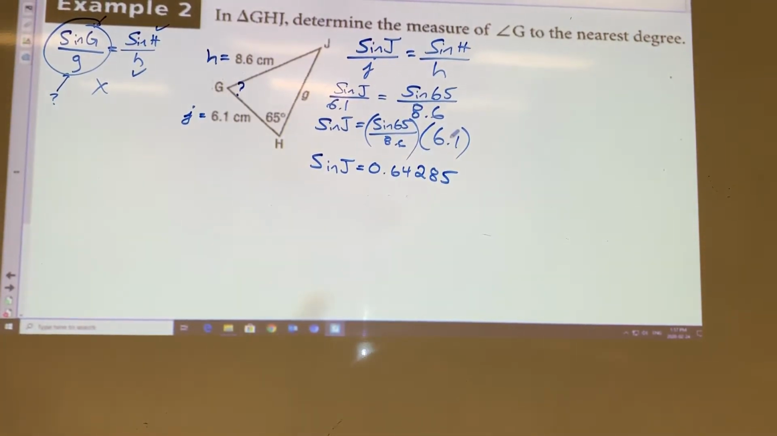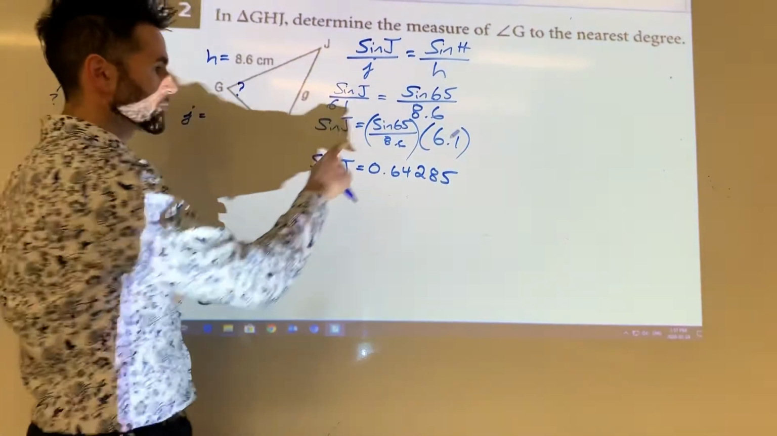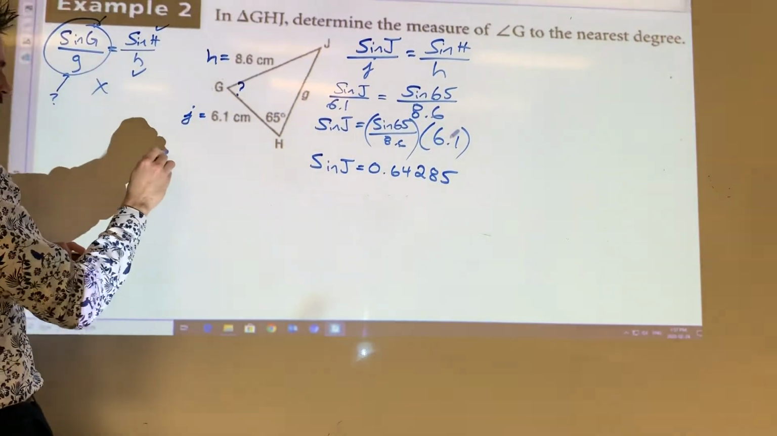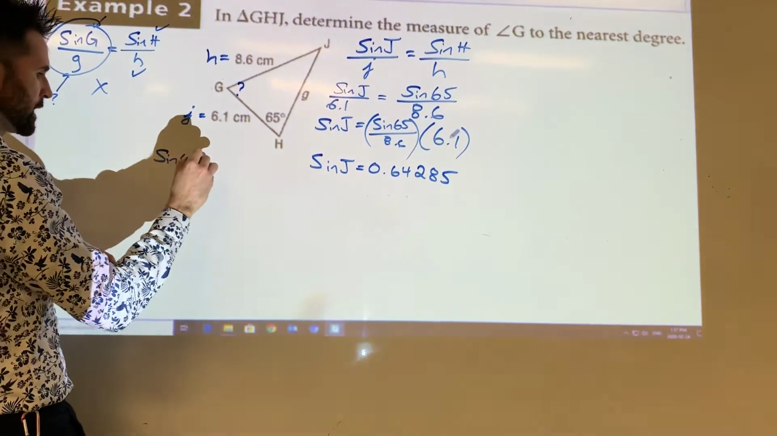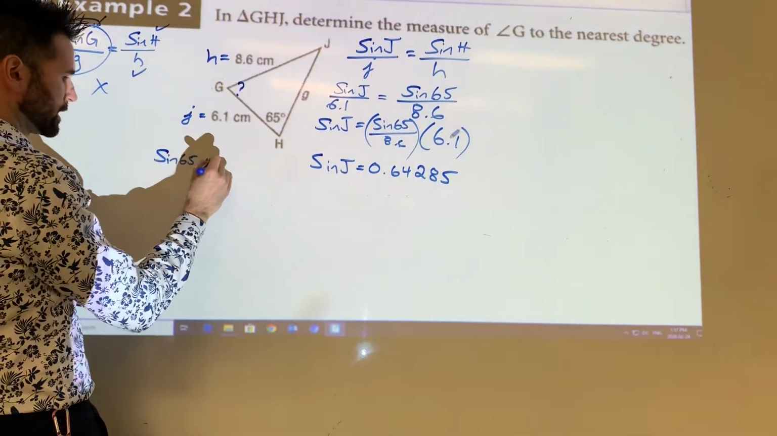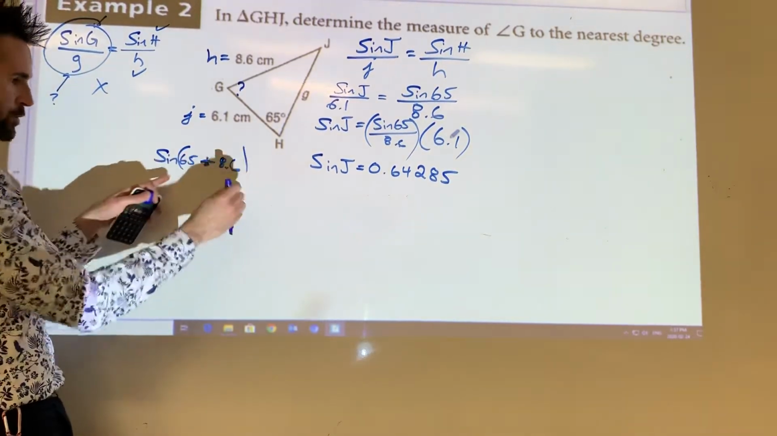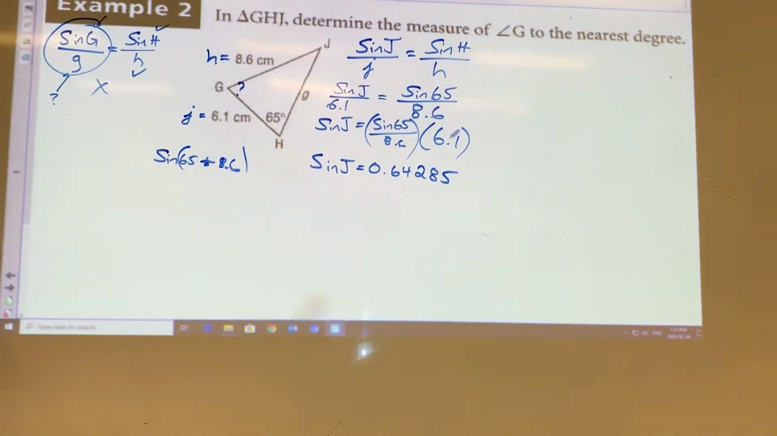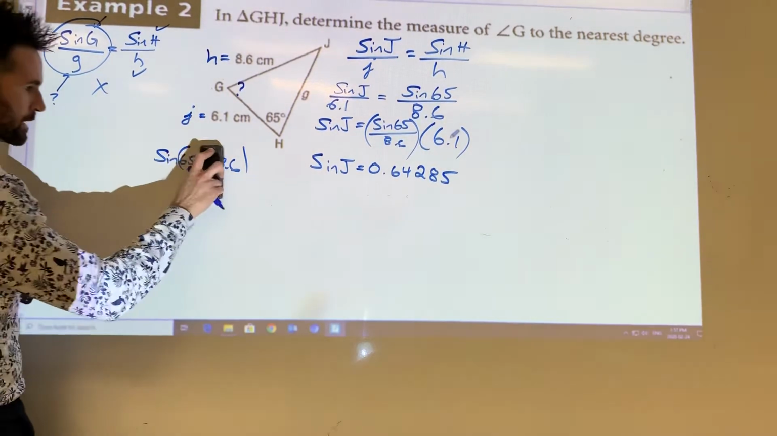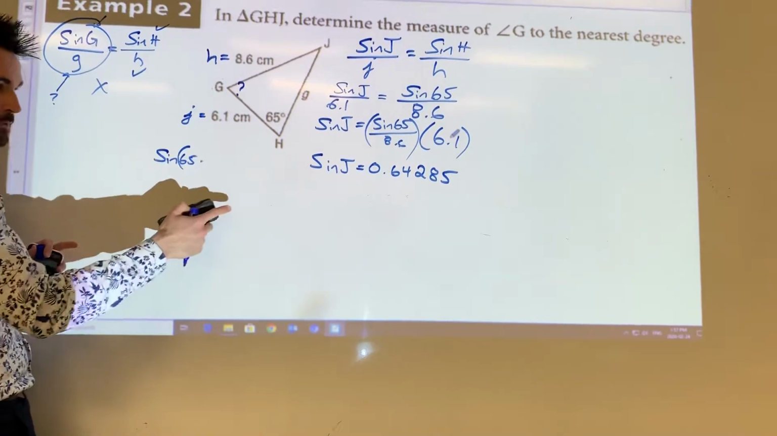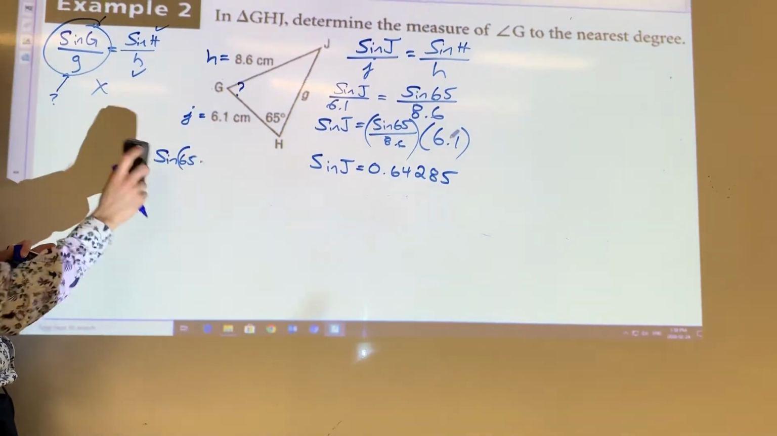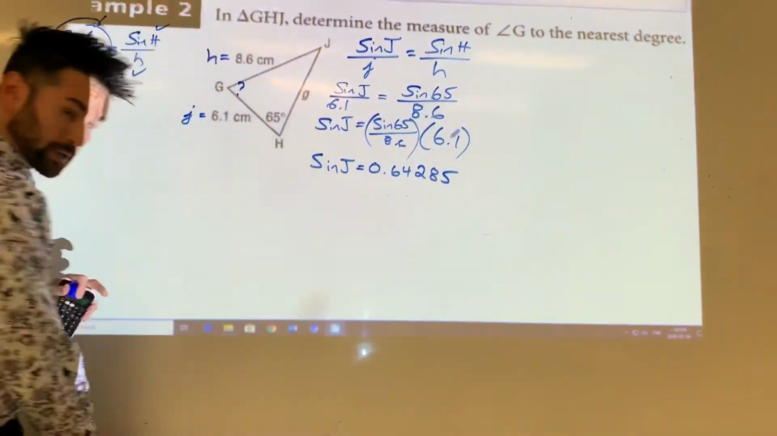Did everybody get that? One thing I just thought of, thinking about your question back there, on your calculator, be careful. Some calculators, if you go sine 65 divided by 8.6, might do the division first and then figure out the sine of that. So just be careful. When I do it on mine, I literally go sine 65, hit equals, then divide by 8.6, hit equals, and then I multiply. So that might have been your issue back there.